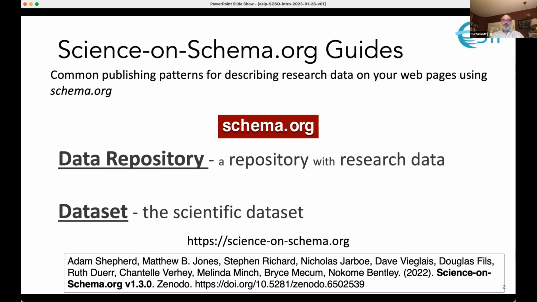In 2022, we were really happy to be able to successfully publish version 1.3 of the Science on Schema.org guidelines. I have a citation at the bottom of this slide, which basically is a citation to the Science on Schema.org guidelines. And these were really, much to our pleasure, endorsed by the ESIP Federation members. And I think there's generally widespread agreement that adopting these guidelines will make it easier for people to do data discovery and open data across the Federation.